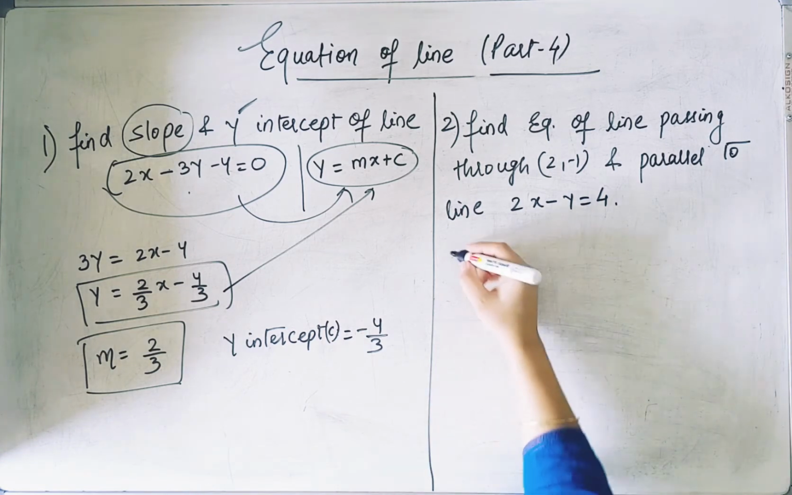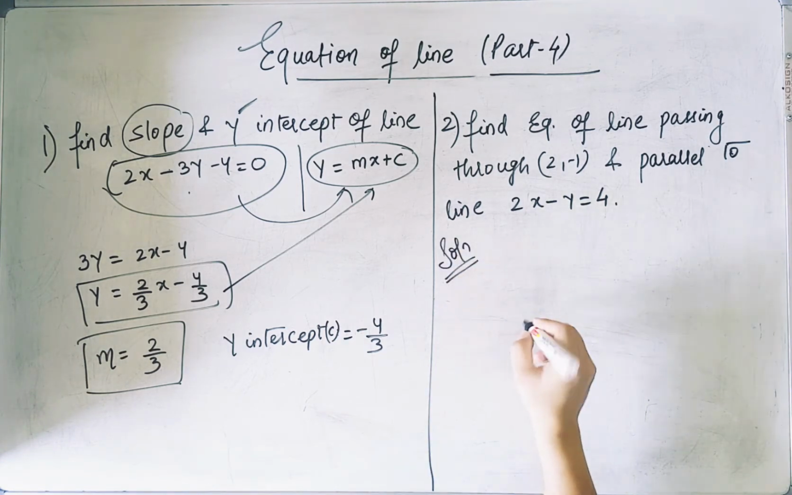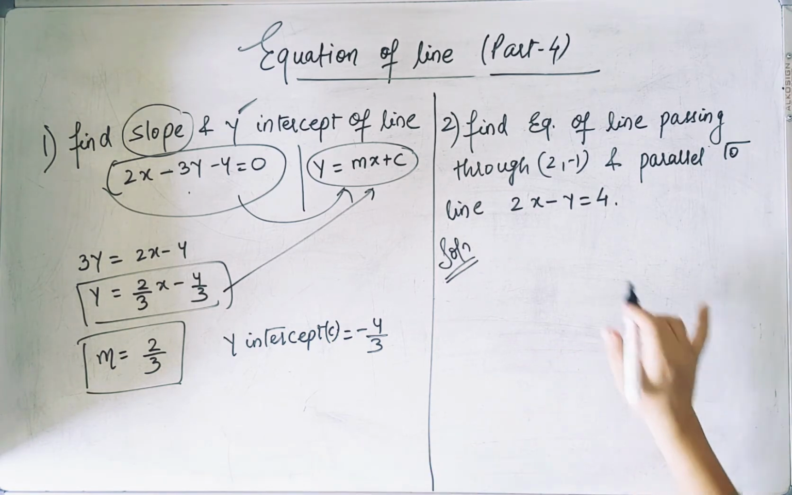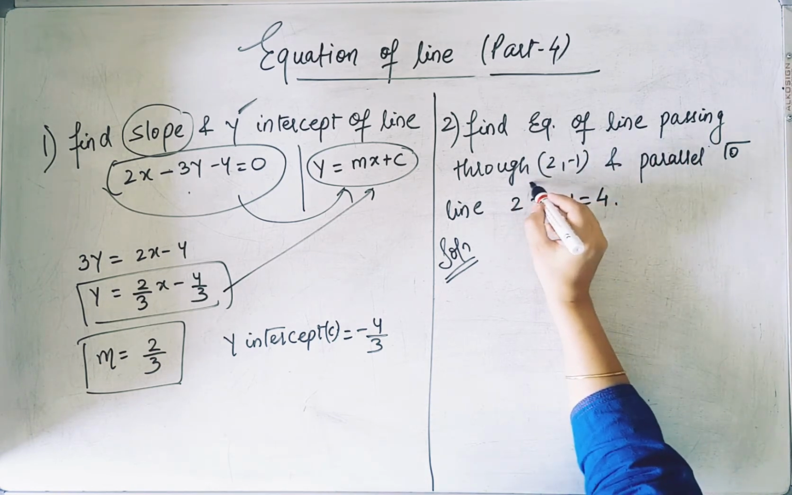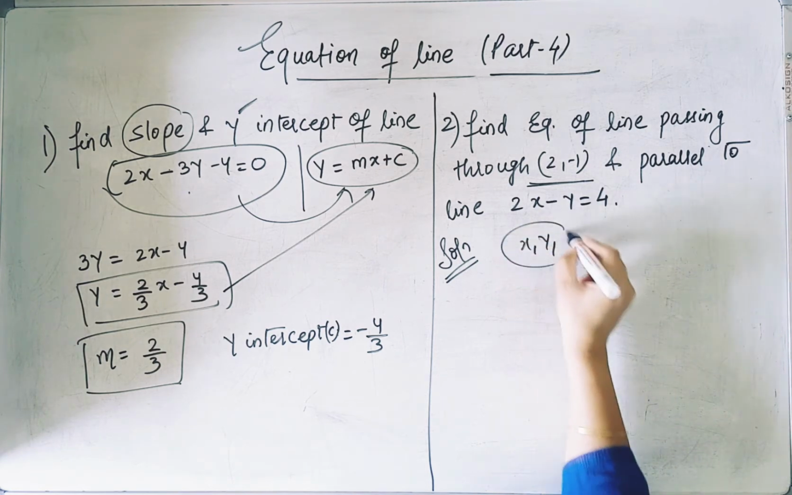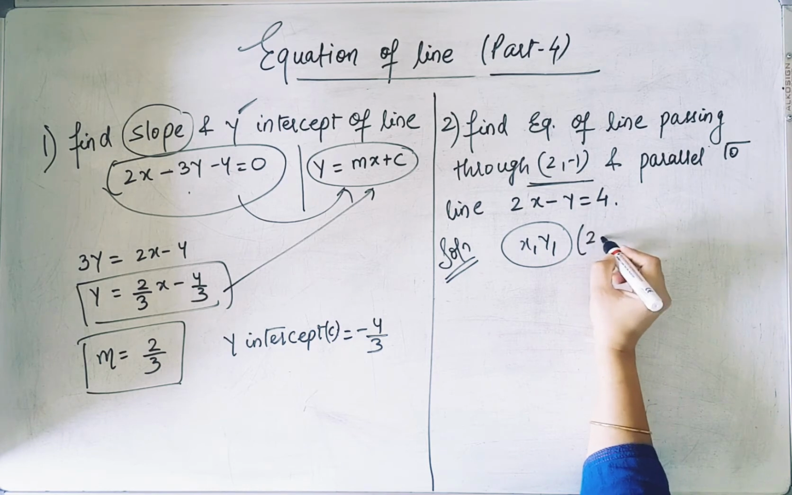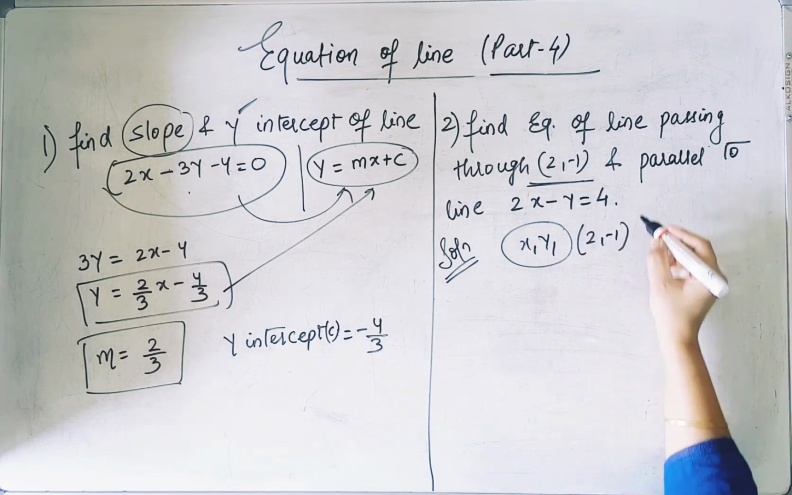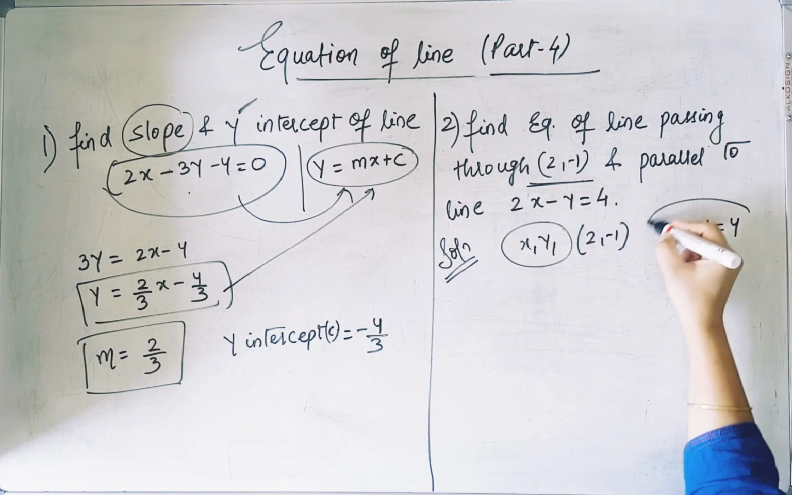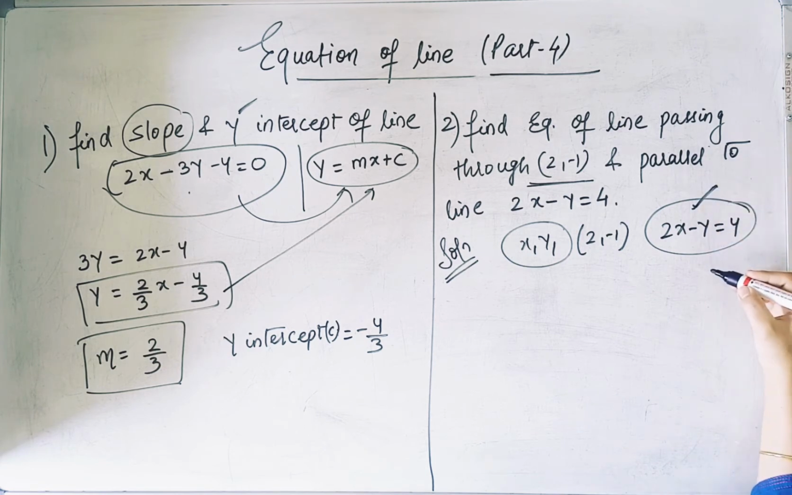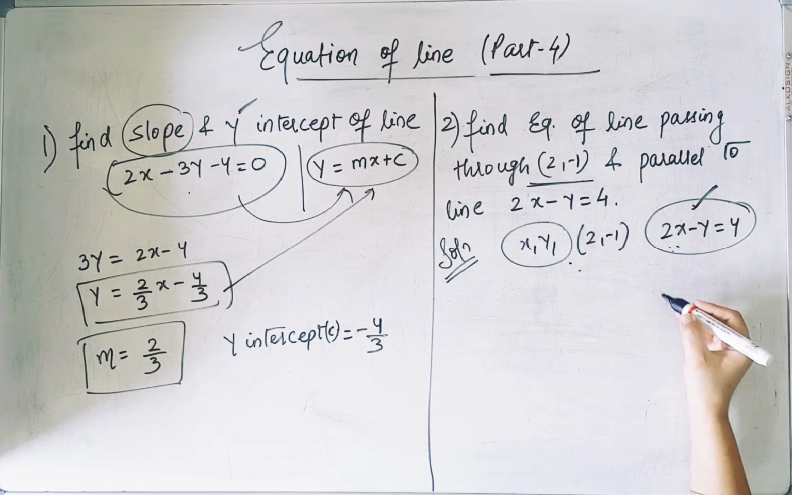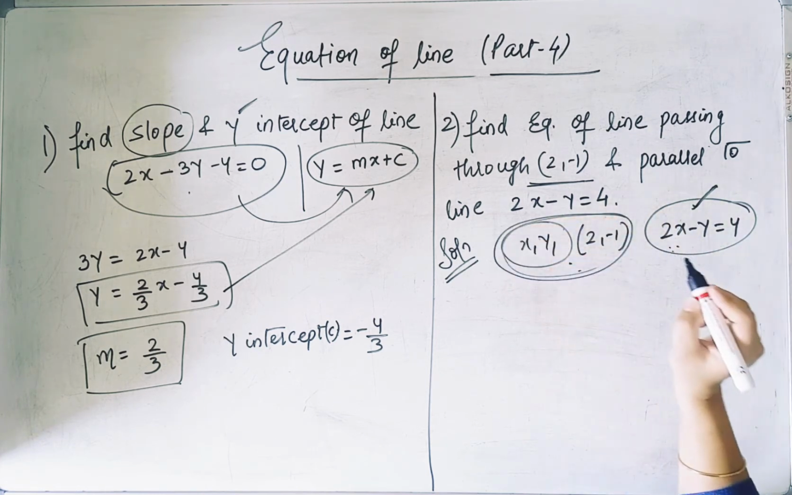Now see the next question. All the questions which we are solving over here, their concepts we have studied in part 1, part 2 and part 3 videos. Find the equation of the line passing through the point (2, minus 1). So we have to find the equation of the line which is passing through the point x1, y1, that is (2, minus 1), and parallel to this line. If it is parallel to this line, that means we have to find the slope of this line, and the slope will be equal for both lines. So we'll get the slope indirectly from this line.